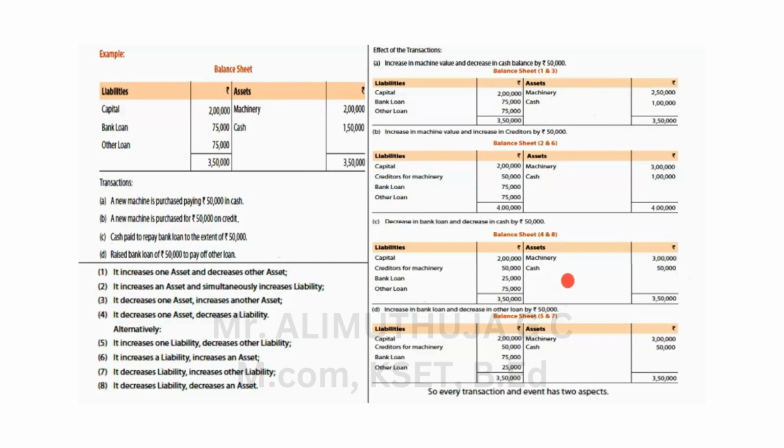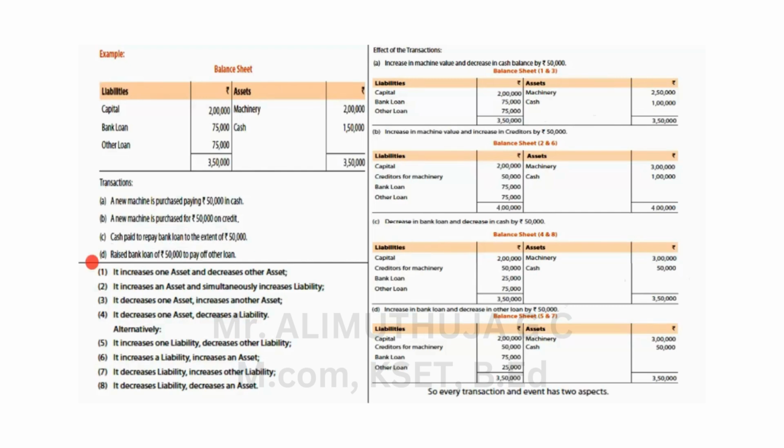Decrease in one asset corresponding an equal amount of decrease in liability. And what point 8 says? It decreases liability, decreases an asset. Same thing. Decrease in liability corresponding an equal amount of decrease in asset. How much decreased? 50,000, 50,000. So this is the effect of transaction C.